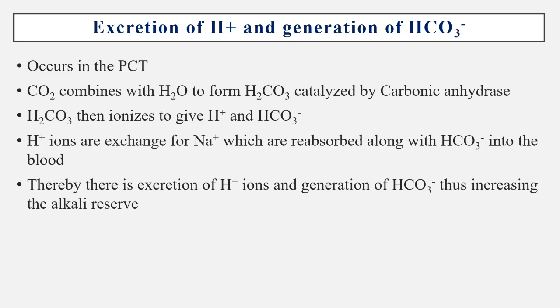First one is excretion of hydrogen ions and generation of bicarbonate. It mainly occurs in the proximal convoluted tubule. Carbon dioxide combines with water to form carbonic acid by the enzyme carbonic anhydrase. This carbonic acid then ionizes to give H+ ions and bicarbonate. These H+ ions are exchanged for sodium, which is reabsorbed along with bicarbonate into the blood.